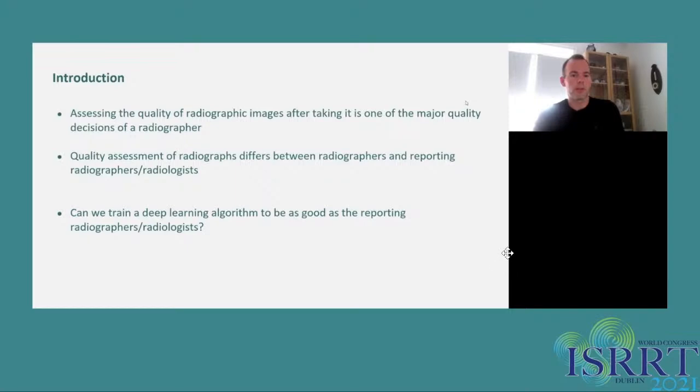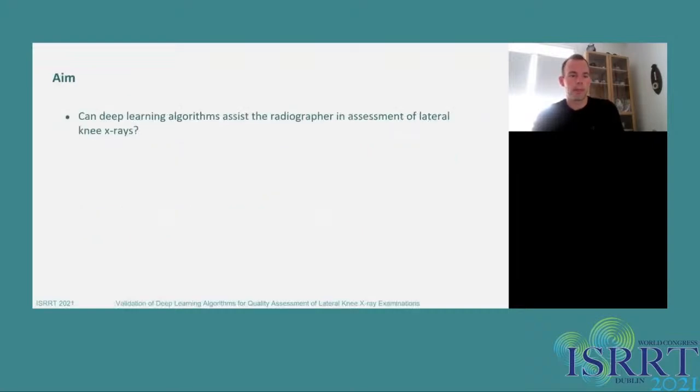So, assessing the quality of radiographic images after taking them is one of the major quality decisions of a radiographer. Quality assessment of radiographs differs between radiographers and reporting radiographers or radiologists. The question here is, can we train a deep learning algorithm to be as good as the reporting radiographers and radiologists? For this study, we used reporting radiographers. Our aim was to ask if deep learning algorithms can assist the radiographer in assessment of lateral knee X-rays.